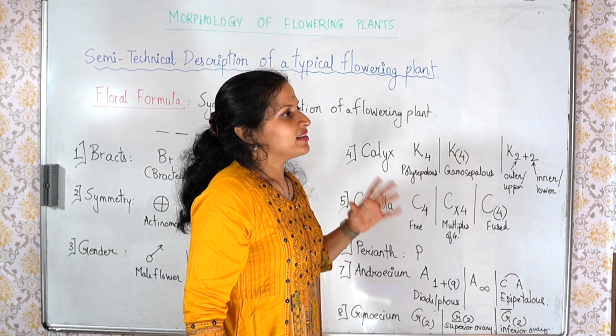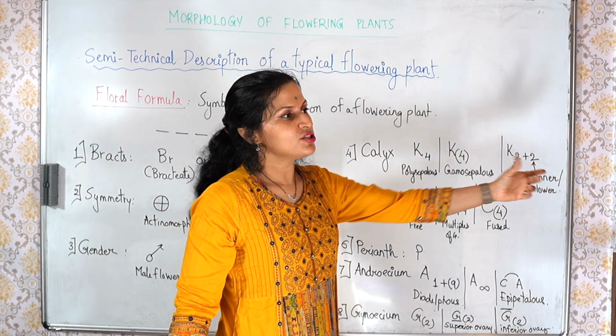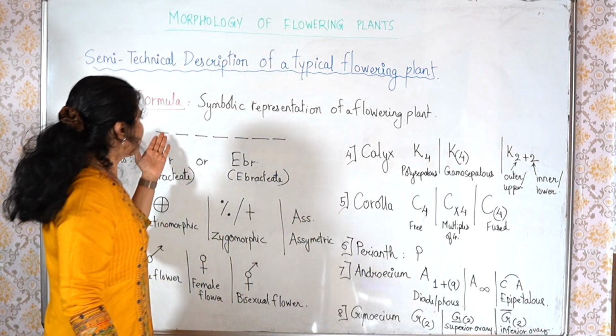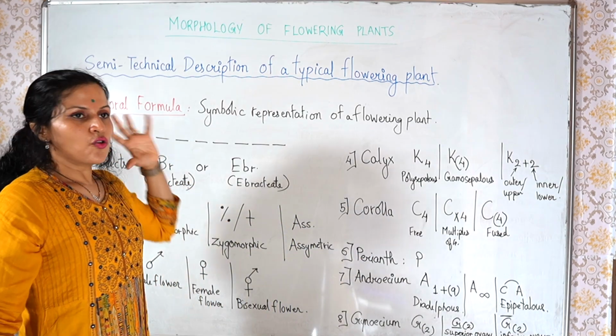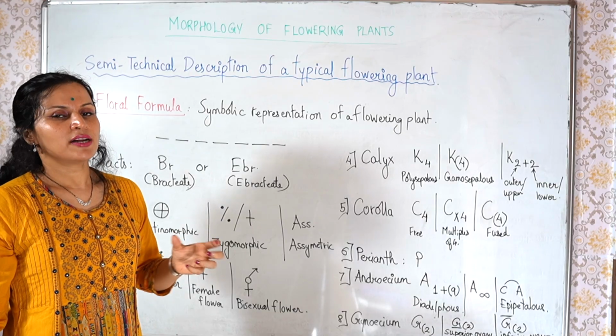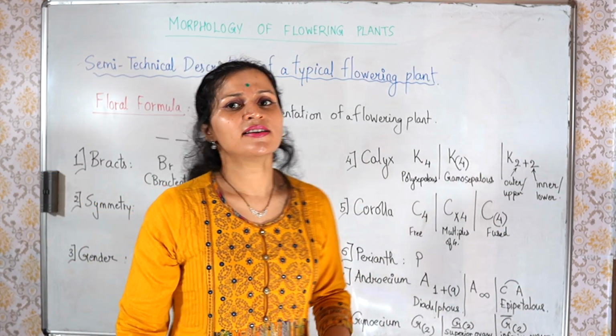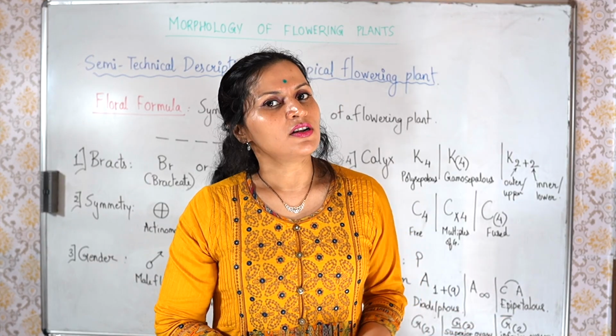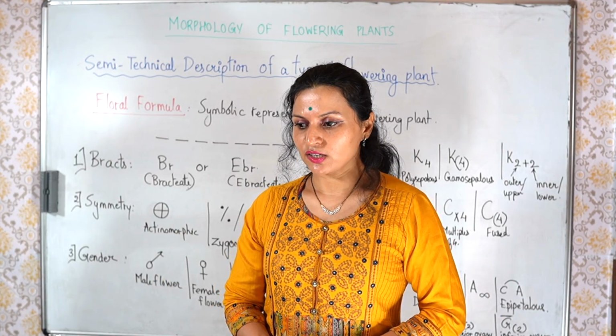So you see that such large words can be compressed into small symbols, and through a set of 6 to 7 symbols, so many things can be inferred about that particular plant. That is the whole essence of learning about the floral formula and also about the floral diagrams. Let us solve 5 MCQs from this part.